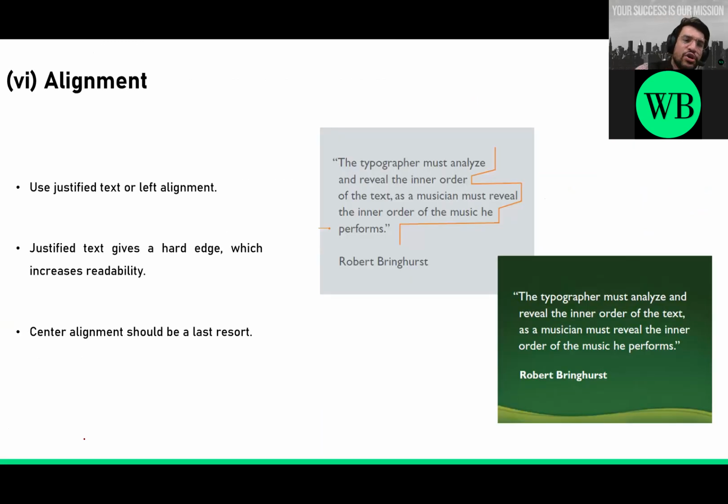Now, your alignment: use justified text or left alignment. Justified text gives a hard edge which increases readability, right? So when you're putting your text across, ensure that you make it left aligned like this, so that it becomes much easier for a person to read. Or make it aligned like this, which is called justified text. So either make it left aligned or justified text for the readability.